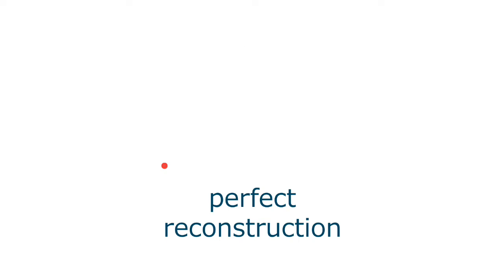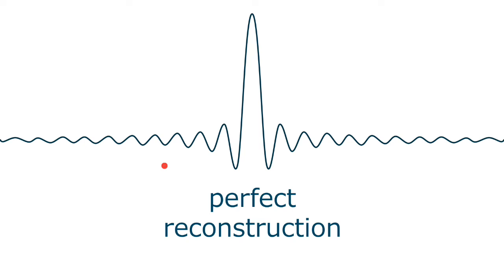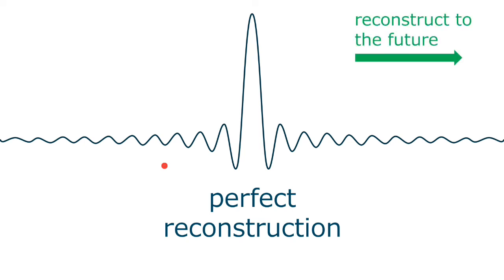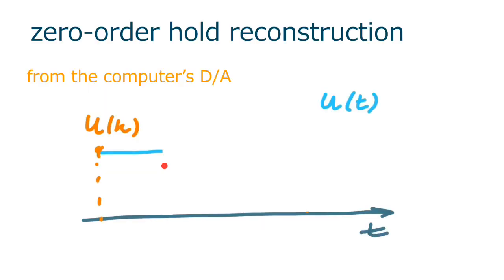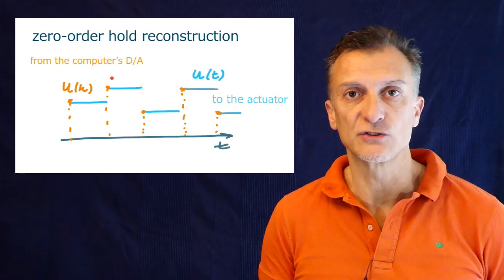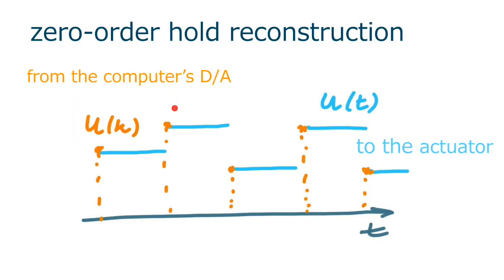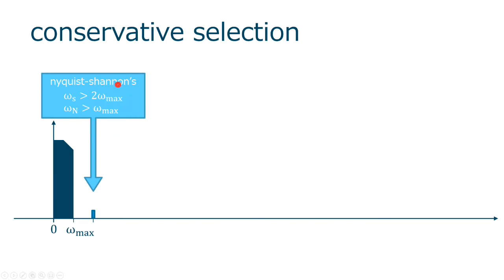When we go to perfect reconstruction, if we want to operate on the limit of the Nyquist frequency, then we need to make a perfect reconstruction. And perfect reconstruction means to reconstruct to the future, but also to the past. That is not possible because we are in real-time control. So it's much easier and much cheaper to use zero-order hold reconstruction, which means that the computer will write the value and retain the value on the digital-to-analog converter until the next value is written, and again retain, and so on. Because we are not using perfect reconstruction, we cannot stay at the limit of the Nyquist frequency.